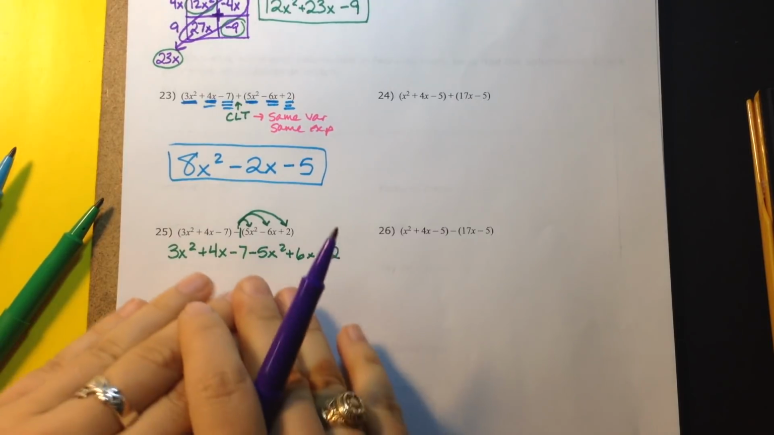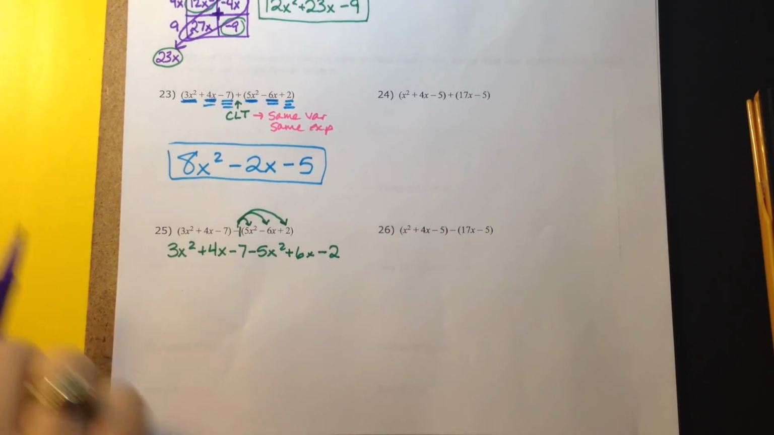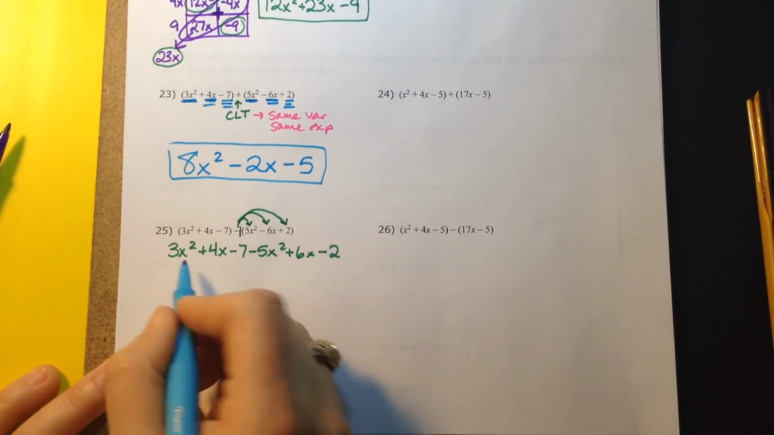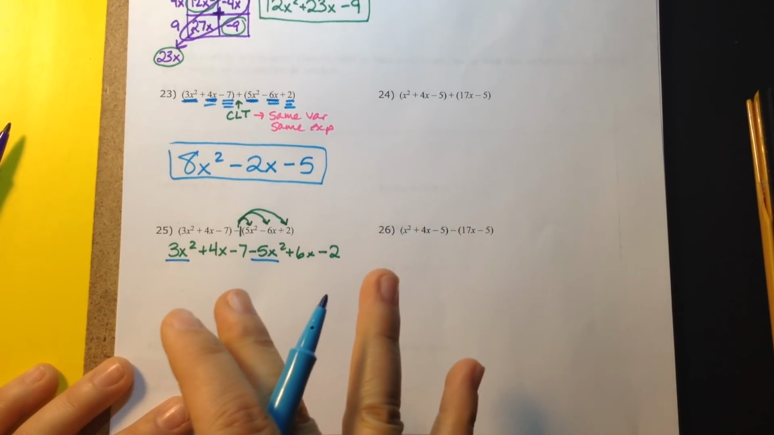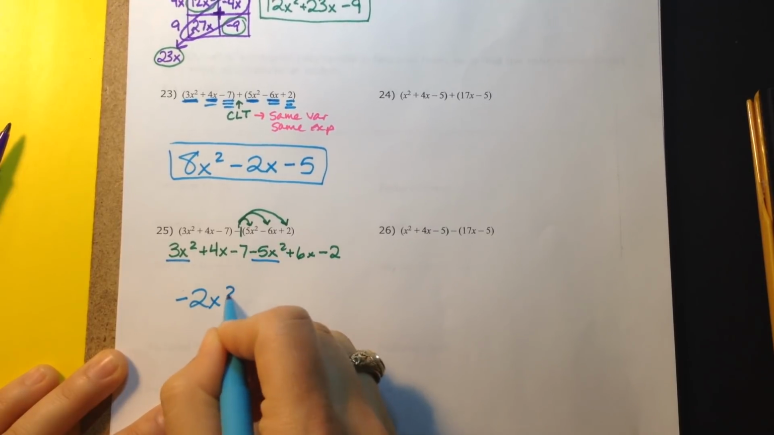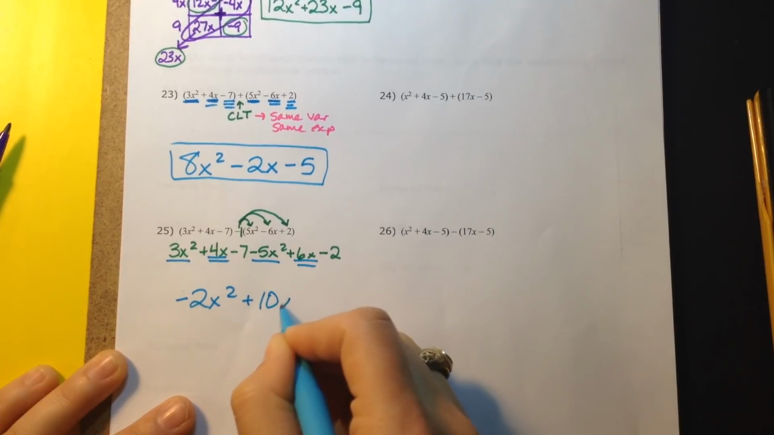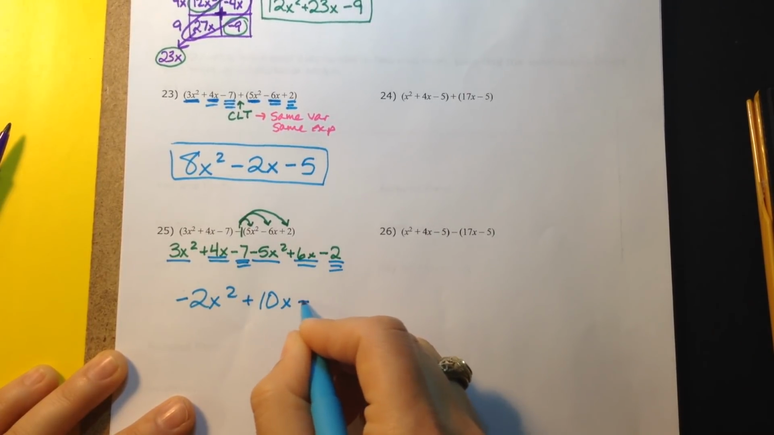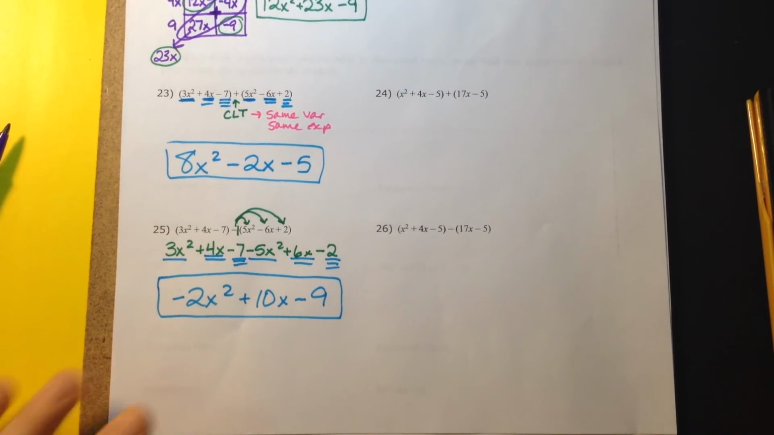Then we just have a simplifying question. Simplifying is just asking us to combine our like terms together. So same rules as addition. They have to have the same variable, same exponent. Don't change the variable or exponent, just change the numbers. 3 minus 5 is -2. 4 plus 6 is 10. -7 minus 2 is -9. Done. Easy peasy.